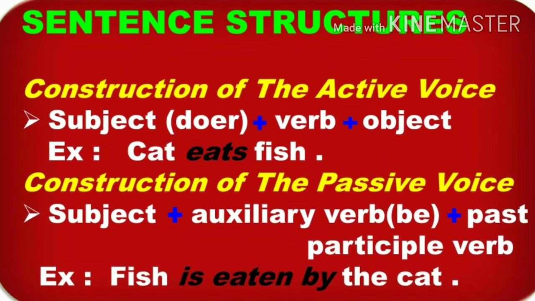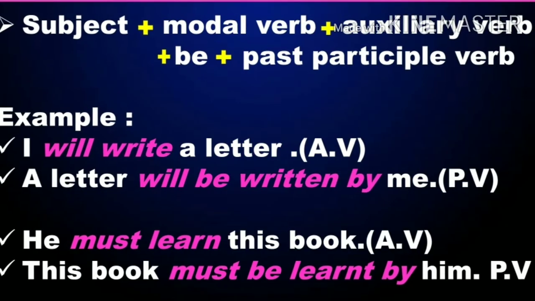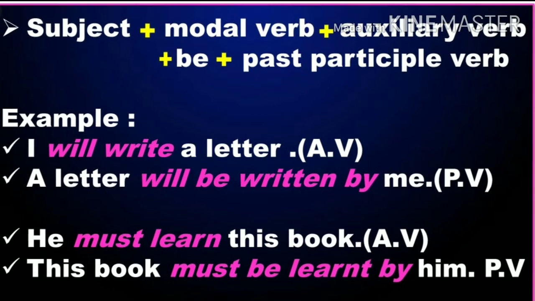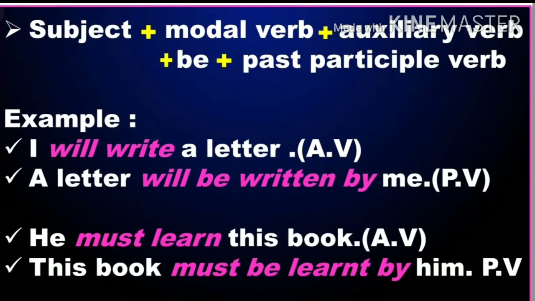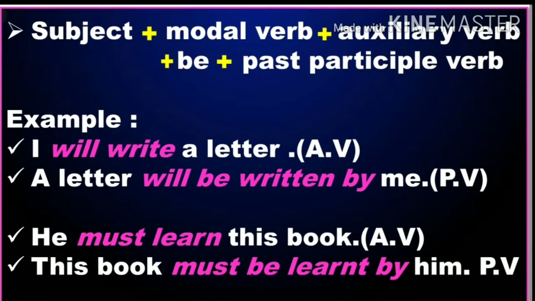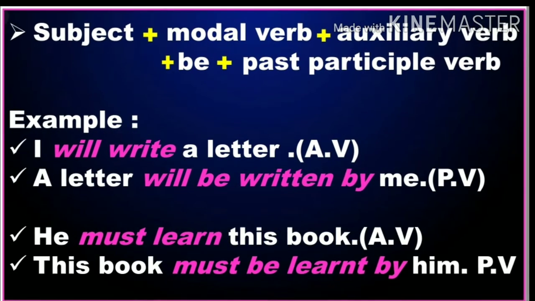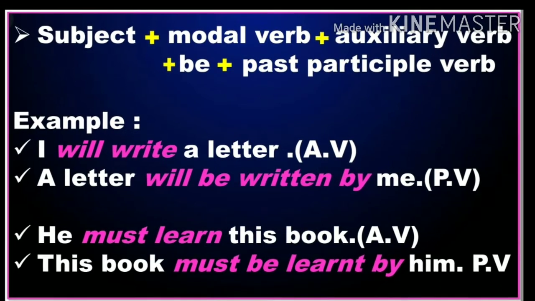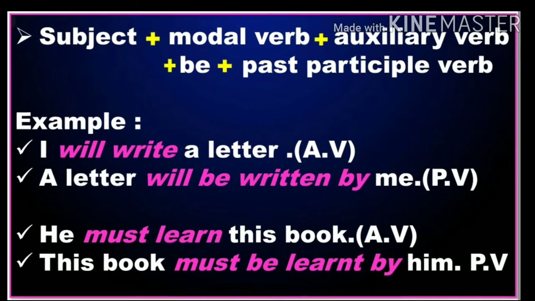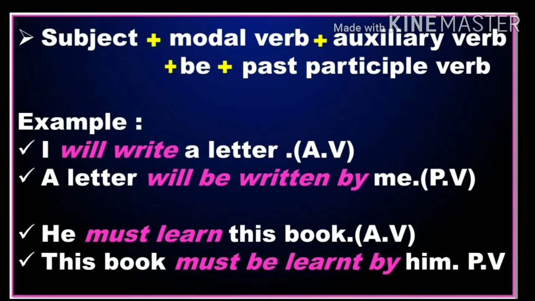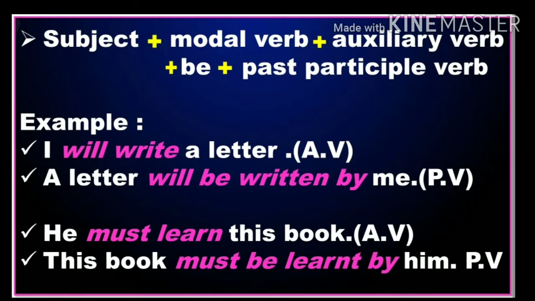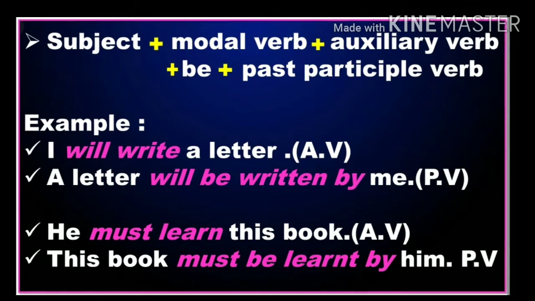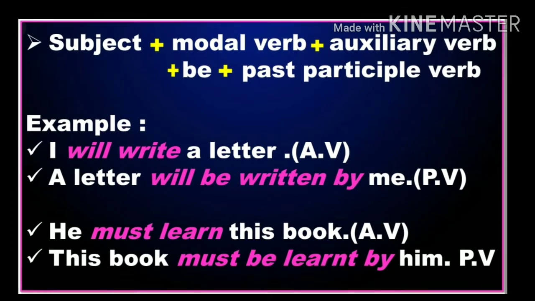Clear? Okay. This sentence structure is for the modal verbs. Subject plus modal verb plus auxiliary verb plus be plus past participle verb. You should remember in all the passive voice we should have the past participle of the verb or the third form of verb. Clear? Look at the example. I will write a letter. That is in active voice. A letter will be written by me.